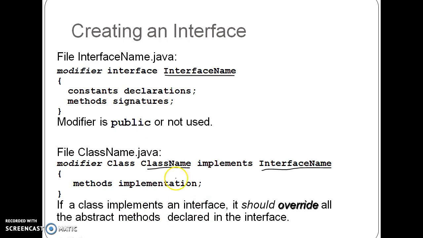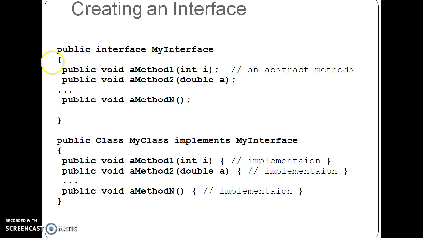If a class implements an interface, then it should include all the abstract methods declared in the interface. That is, it should override or define all the methods defined inside the interface. Public interface MyInterface is an example. Then we have public void aMethod1 and public void aMethod2. Likewise you can include any number of methods. These are all usually abstract methods. And then we have public class MyClass, which implements the interface MyInterface.